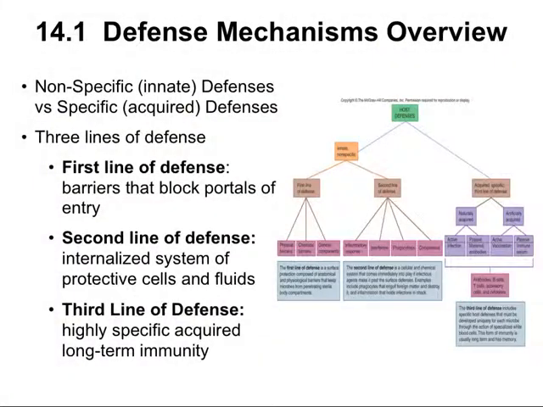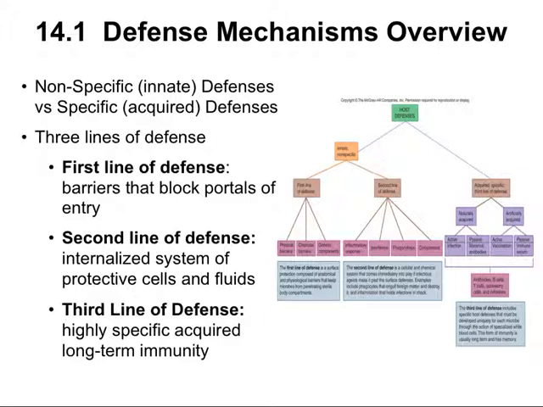Host defenses are broken into two categories: the non-specific or innate defenses. These are the defenses that the body's ready with, regardless of whether you've had any exposure to this pathogen before. And then the specific or acquired defenses are those ones that require some previous experience and memory cells to remember the exposure. There are three lines of defense: the first, second, and third lines.